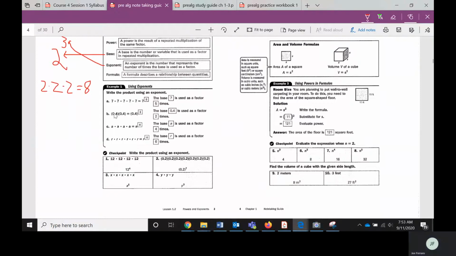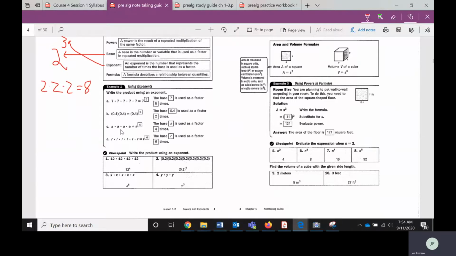Here, again, this is just another way to write multiplication. The numbers are in parentheses. So 0.4 times 0.4. So it's 0.4 to the second power. The rules apply the same. Even if you have variables, don't freak out that they're using letters. You just do the same thing.